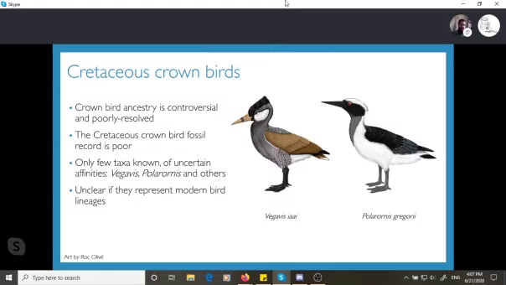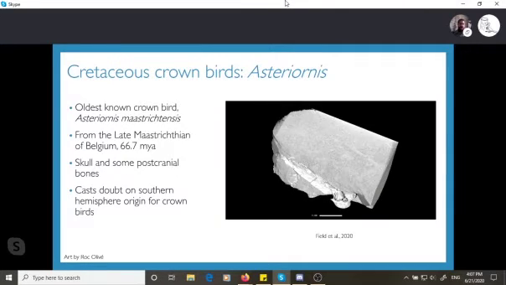You may have seen this in the news, but earlier this year our lab group described a new fossil specimen which represents the oldest known crown bird, Asteriornis maastrichtensis, from the latest Maastrichtian of Belgium, just before the impact of the asteroid. This, coming from the northern hemisphere, casts doubt on the southern hemisphere origin hypothesis, since it shows that at least by the latest Cretaceous, crown birds were already showing a global distribution.